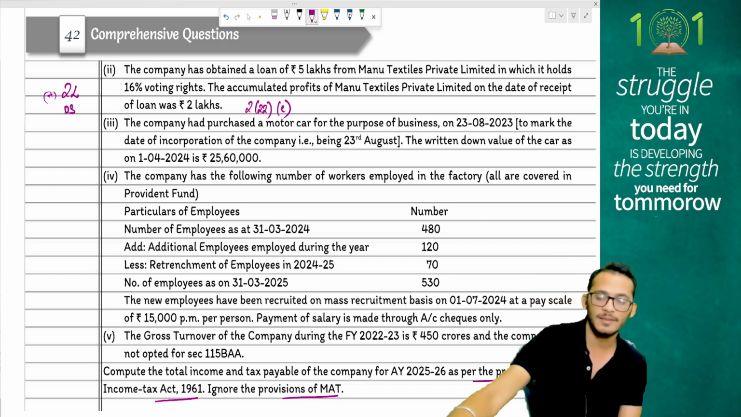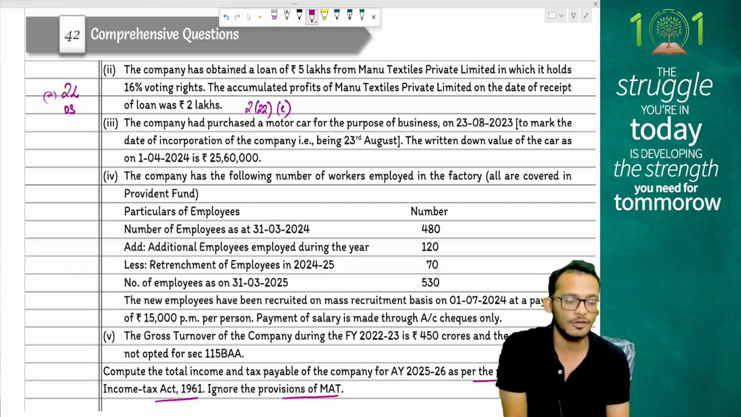The company has purchased a motor car for the purpose of business on 23rd August 2023, to mark the incorporation of the company being 23rd August. The written down value of the car on 1st April 2024 is given as 25,60,000.